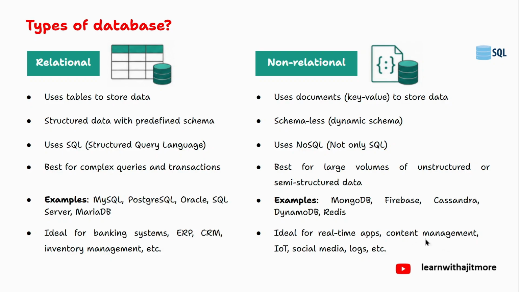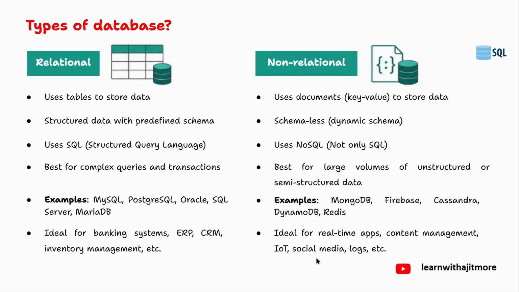Content management is there. Generally, these you can call blogging systems and all. IoT, these are generally hardware interfaced, right? Like your phone is connected with your smart refrigerator or smart washing machine. Social media websites, logs and all. Here, non-relational is well suited.